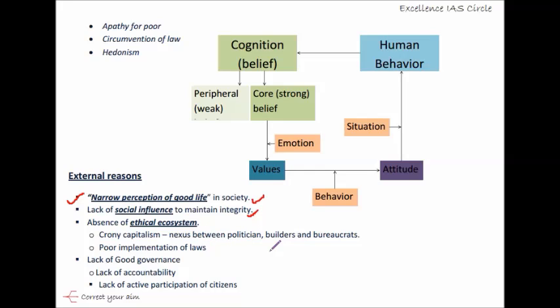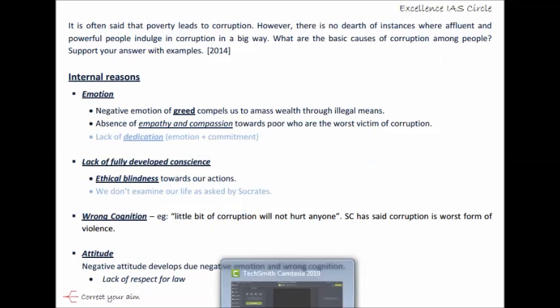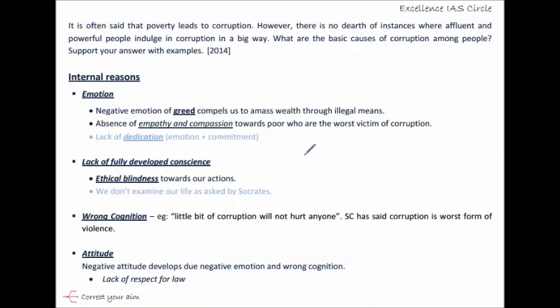The nexus between politicians, builders, bureaucrats, the same thing again and again, because the question is on the same line, the answer obviously has to be on the same line. Can talk about absence of good governance, lack of e-governance, that will come under good governance. Then we'll talk about lack of active participation of citizens. The same reasons that we have seen in the previous question. If you go on to the next question, the reasons will remain the same.